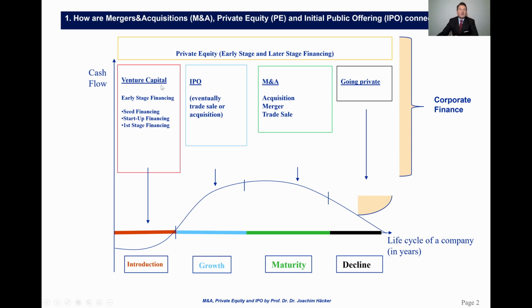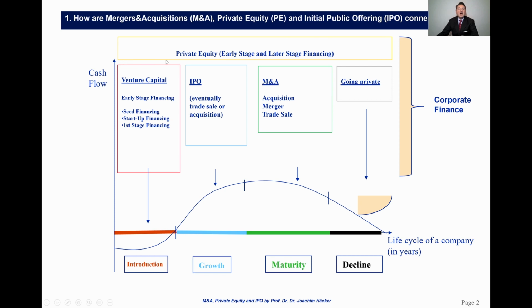Phase 1 comes with venture capital. A so-called early stage financing is being carried out. At the beginning, we'll find the so-called seed financing, then later on the so-called start-up financing, and then the first stage financing. Then after early stage financing, we can carry out a so-called later stage financing. And this can all be done by private equity companies. So we see here, venture capitalists are a part of private equity firms.